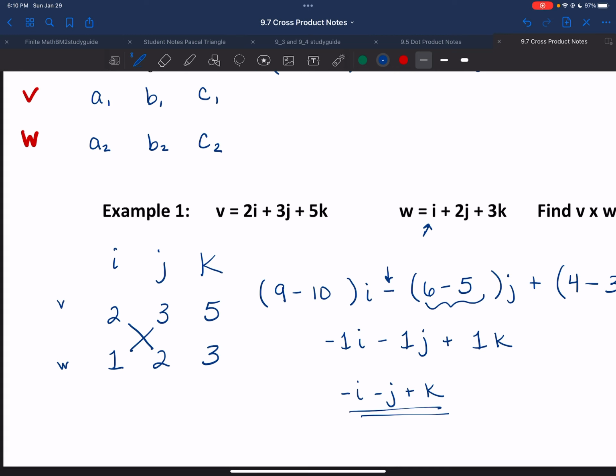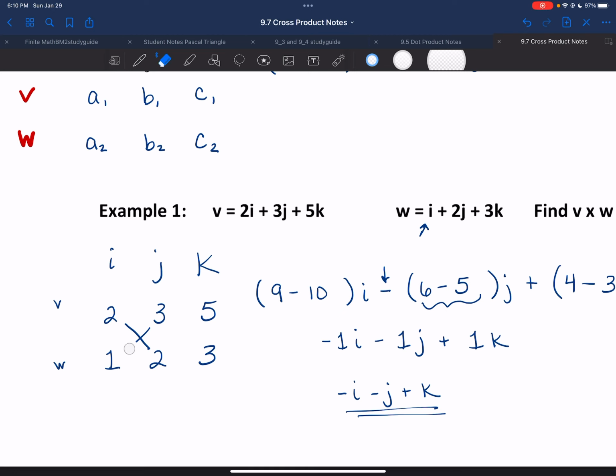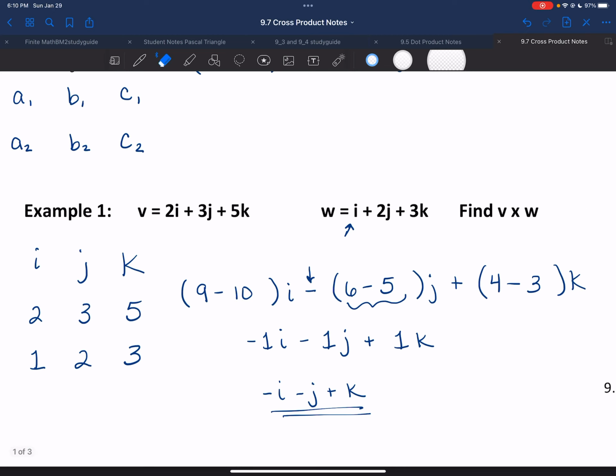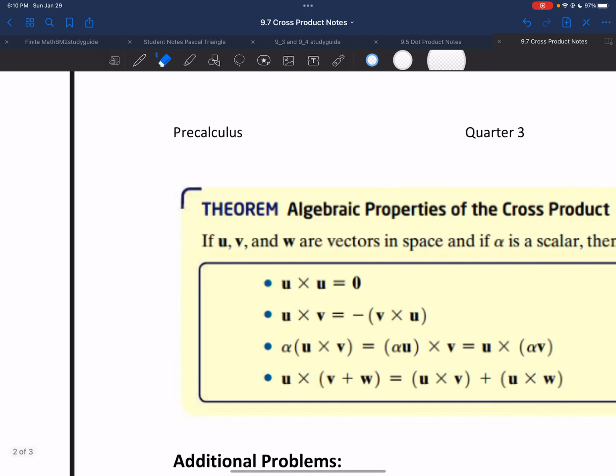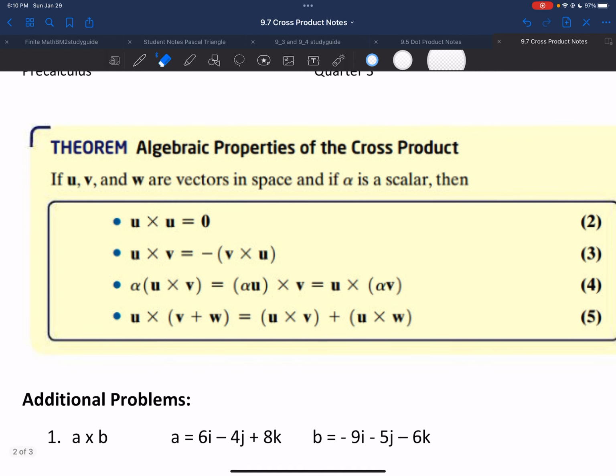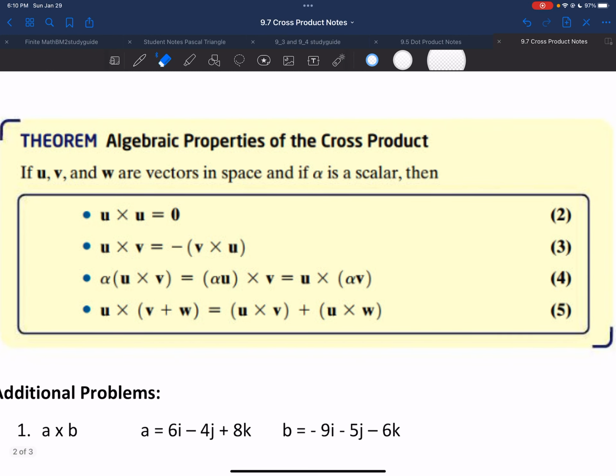Okay? All right, let's do some more practice. Actually, I'm going to show you a couple rules real quick, and then we'll dive into some more practice of our cross products. Okay, algebraic properties of them. If I cross two vectors that are the same, I'm going to end up with 0, okay? So let's try that real quick.